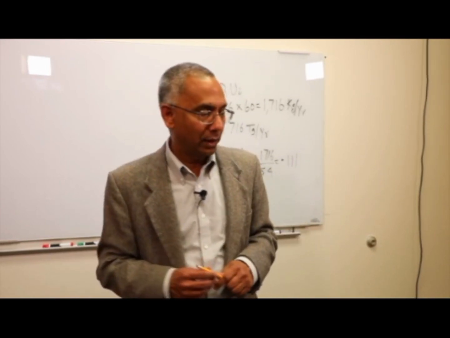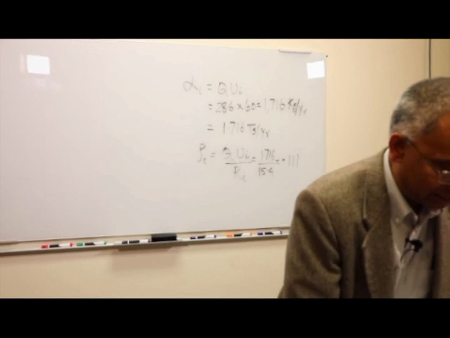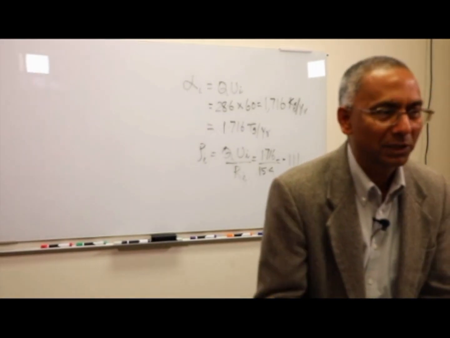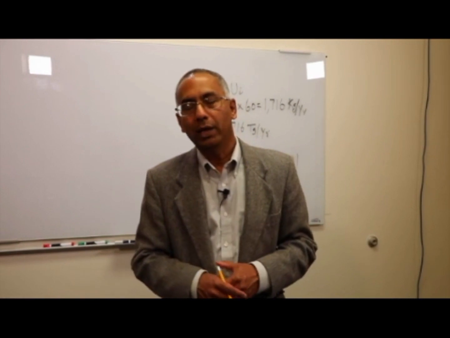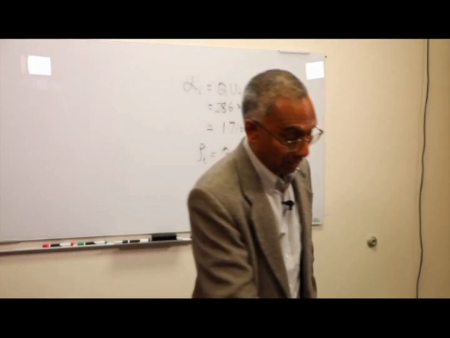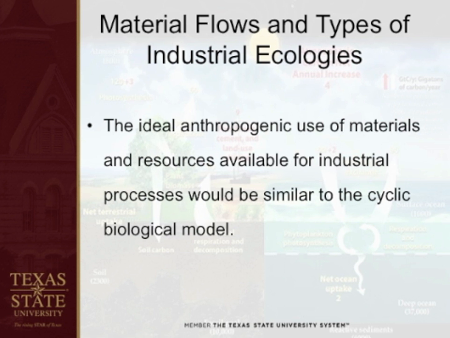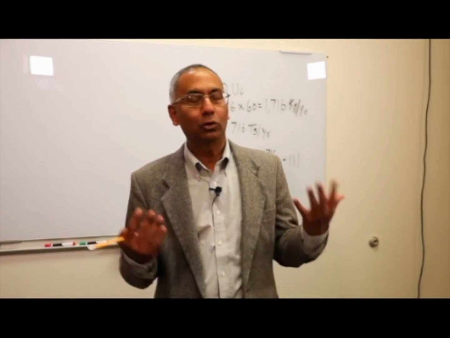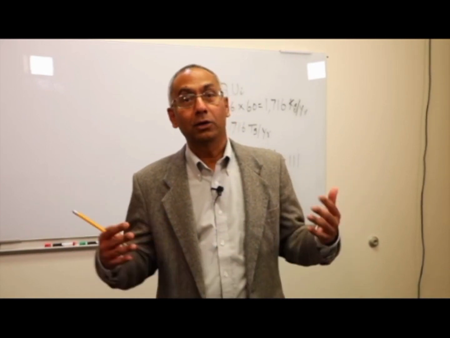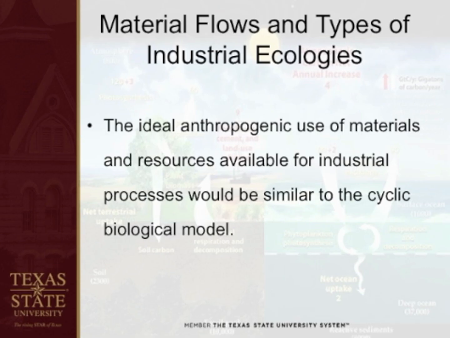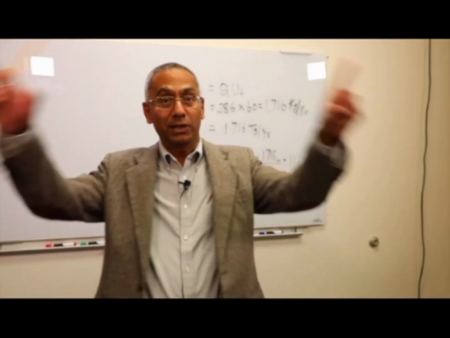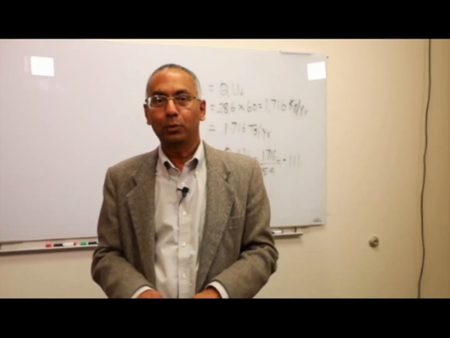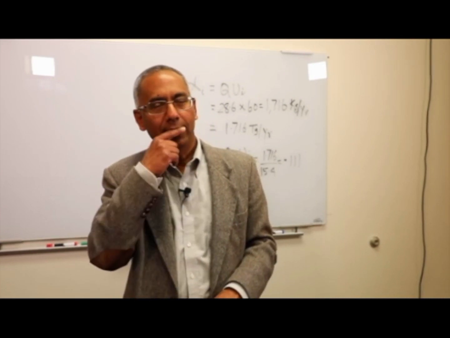So what is the moral behind all of this? Again, this is a technology class, we're not studying biological systems just for the sake of it. We want to see how we can be more efficient industrially. Well, the ideal anthropogenic use of materials. Anthropogenic is a buzzword. It just means anthro is human, genic, created by. So ideal anthropogenic use of materials and resources available for industrial processes should be similar to a cyclical system where once you put in some stuff, it's used again and again and again.